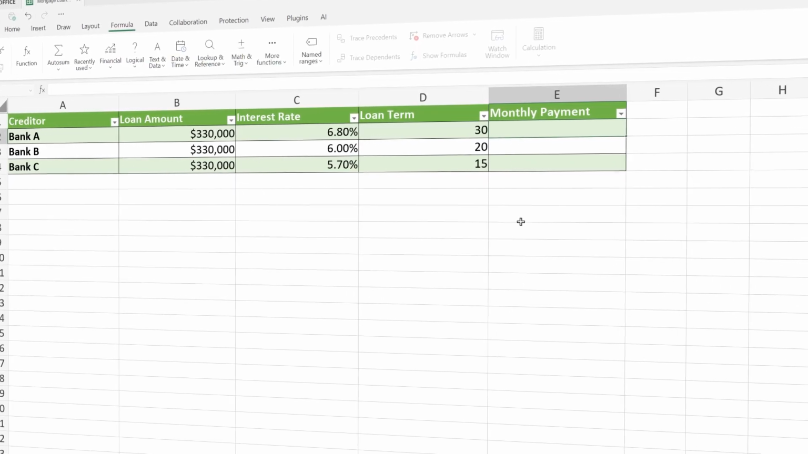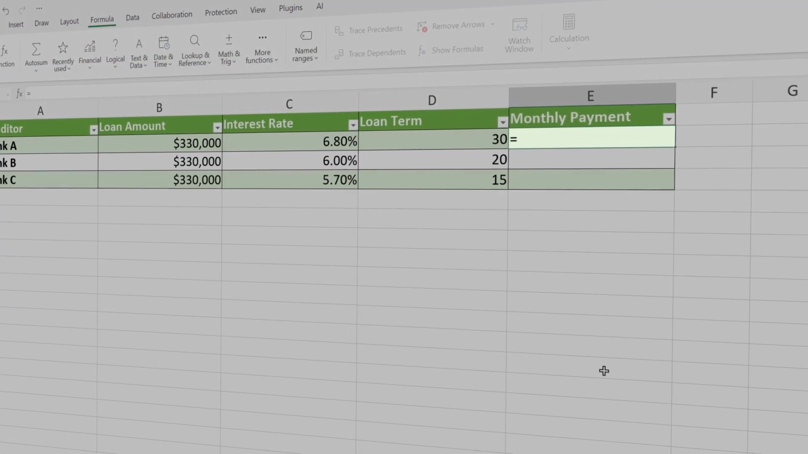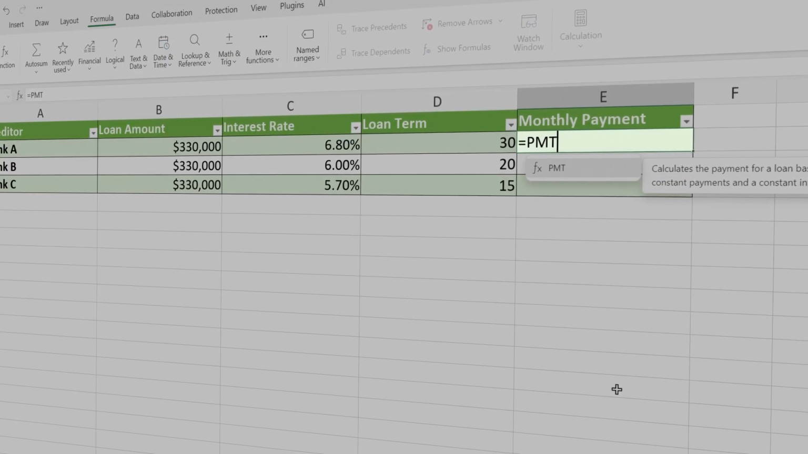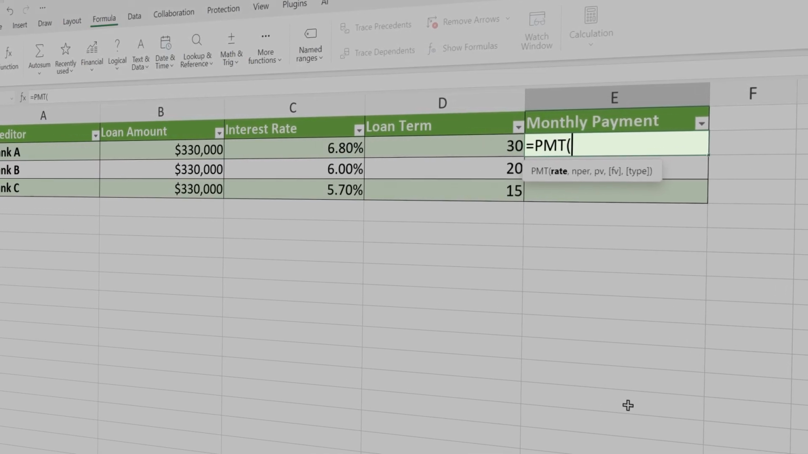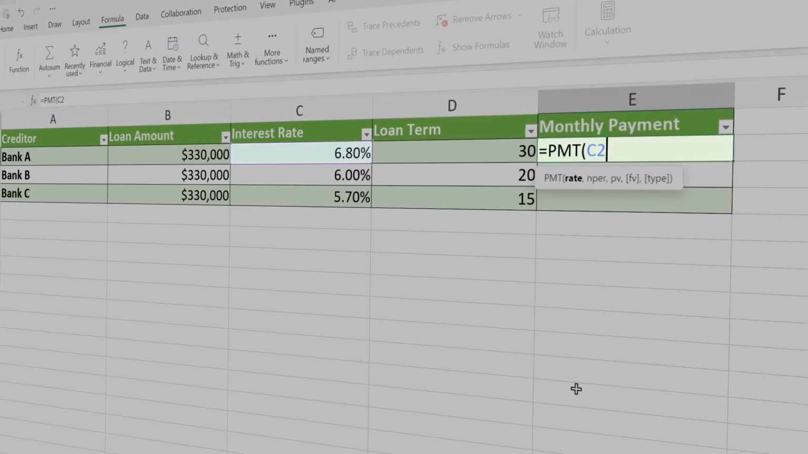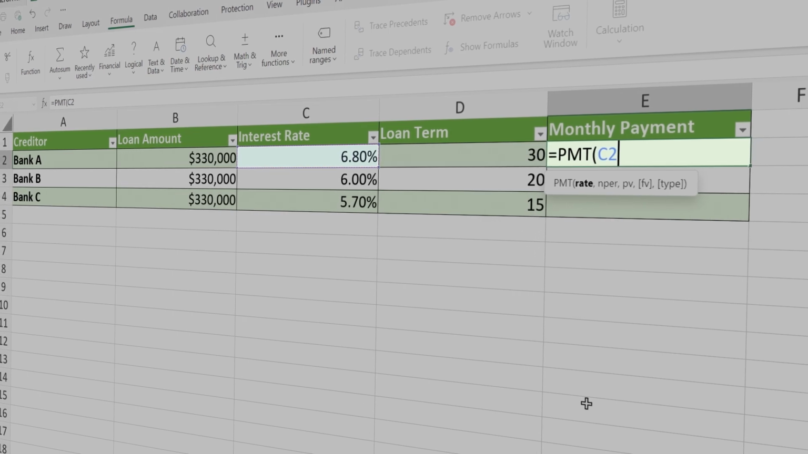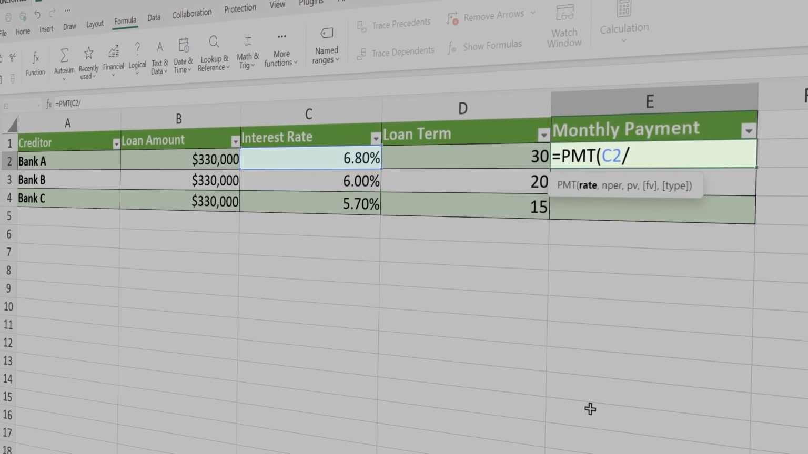To calculate how much to pay every month, click an empty cell. Type equals PMT, open parenthesis. The formula asks for rate, which is in cell C2, so we click it. Remember that we calculate monthly payment, and the interest rate is annual. We divide the rate by 12.